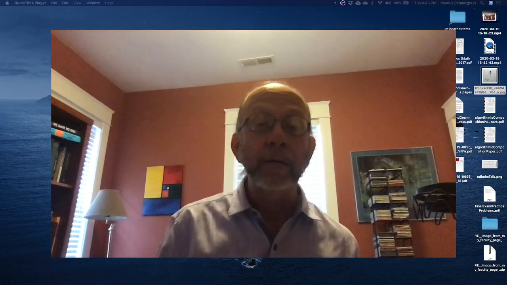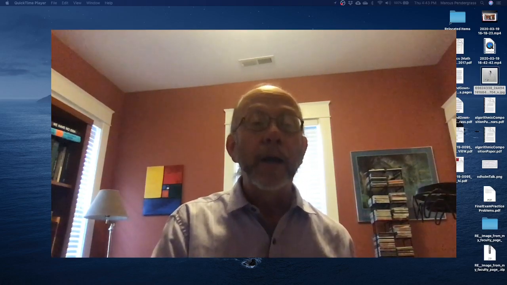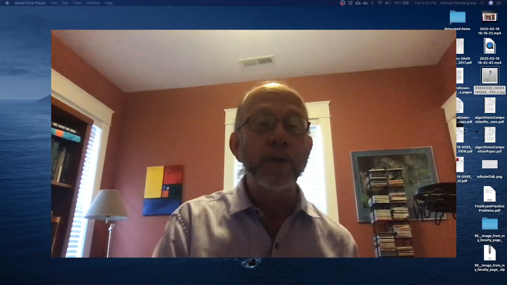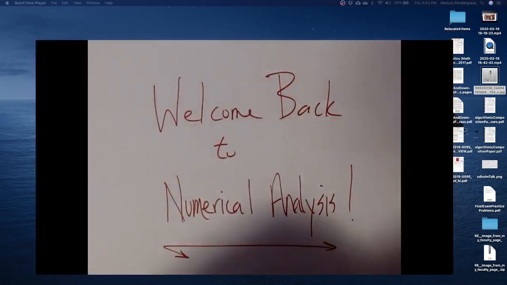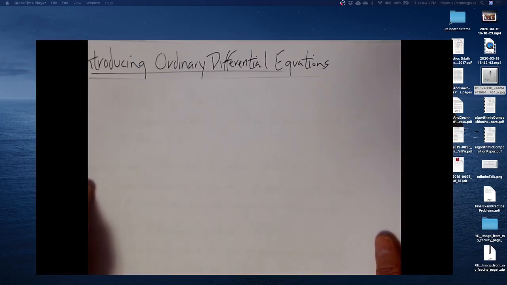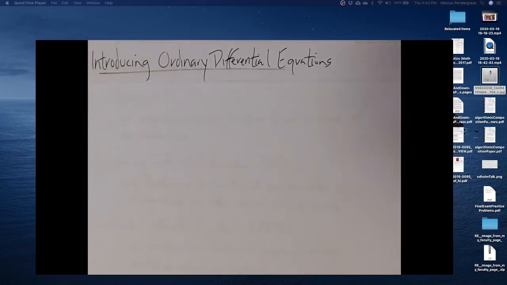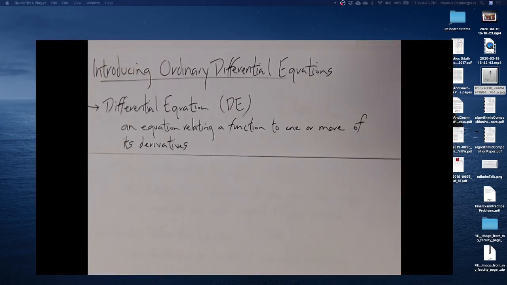And if you haven't had any differential equations at all, that's not a problem because we're going to start from the basics. So let's go ahead and get started. So what is a differential equation? Well, it's just an equation that relates a function to one or more of its derivatives.